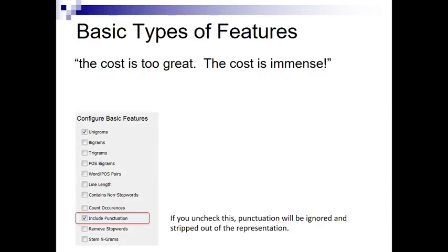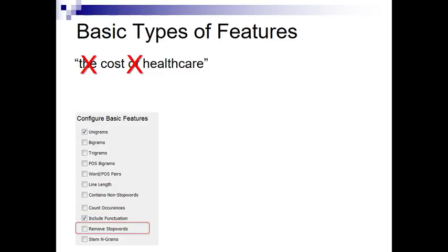Include punctuation is whether or not punctuation marks get counted as features. So here we have a period and an exclamation point. If you uncheck include punctuation, those would just be stripped off and not paid attention to. Sometimes you might want to remove the stop words from the feature space and only keep the thematic words. If you click on remove stop words, that will happen.